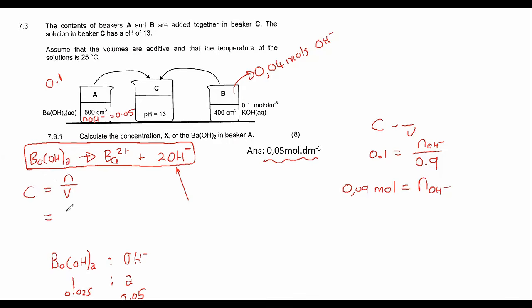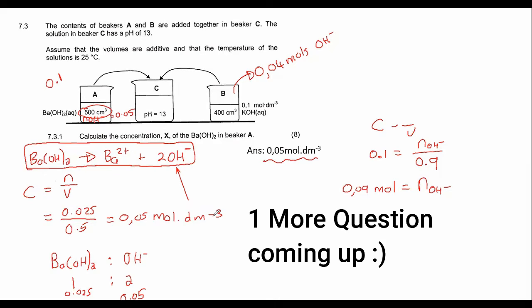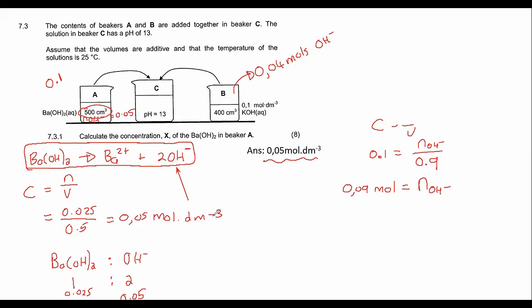And so the number of moles is 0.025 and the volume is 0.5. And so if we had to work this all out, we get 0.05 mole per decimeter. Now, I do not expect that every person watching this right now understood that completely. That is almost impossible to understand in one go.